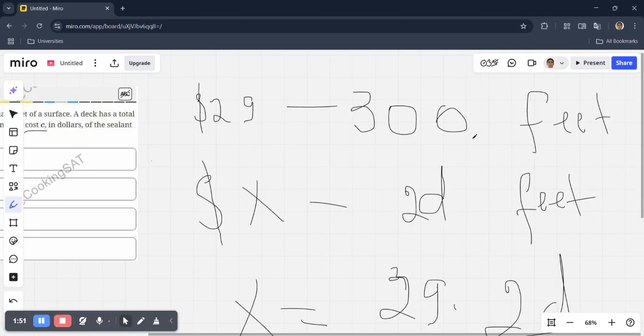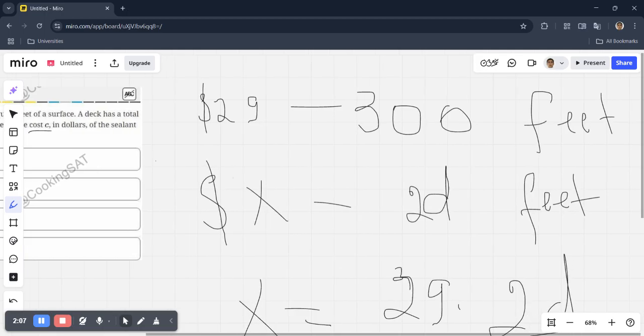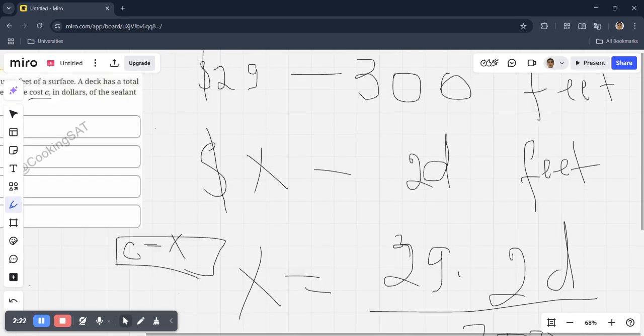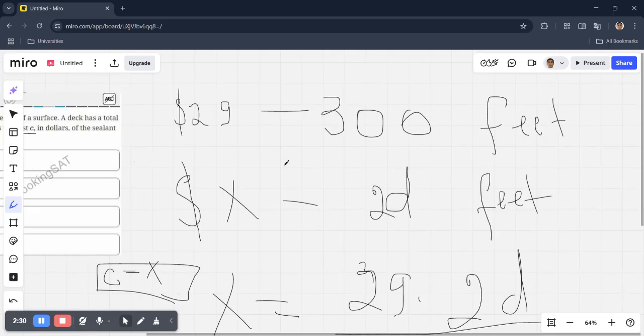Well, 300 square feet costs $29, and if we have a deck with a total area of 2d feet, what is the cost of that sealant in dollars? In the beginning I should say that C is equal to x, because this is the most famous variable that we usually use in math, so I write it like x. As you know, in proportions we solve them in the x order. The first thing is multiplying 2d by $29 and dividing it by 300.